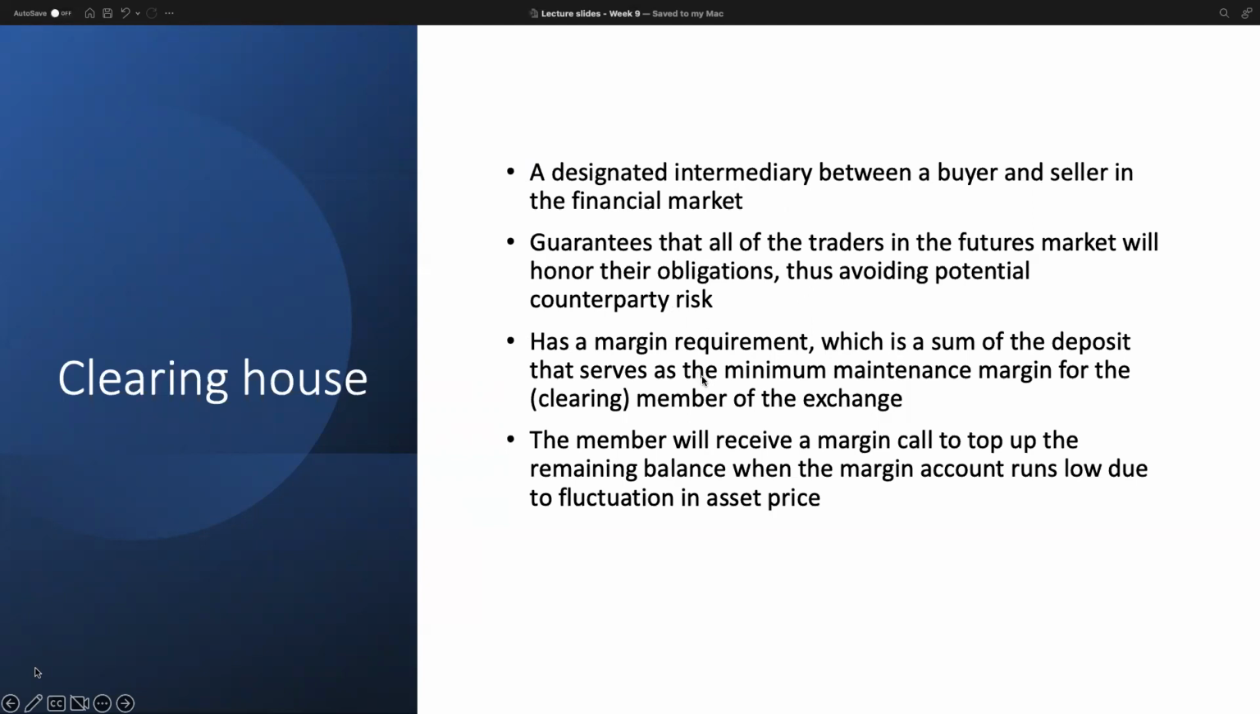They do this by specifying a margin requirement. Each party would need to open a margin account and satisfy the minimum maintenance margin threshold. If it falls below the threshold, then they will get a margin call to top up the remaining balance. This is again because of the fluctuations in the asset price on a daily basis.